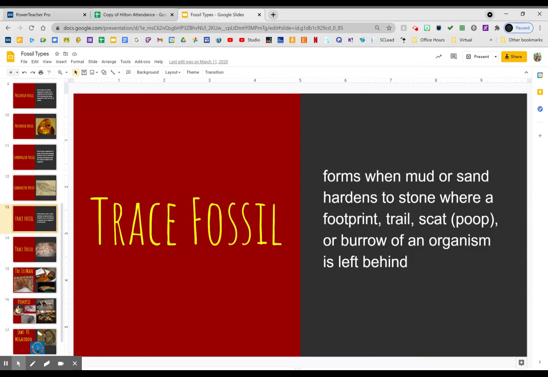All right, trace fossils form when mud or sand hardens to stone where a footprint, trail, scat, or burrow of an organism is left behind. So this is a fossil of not the organism itself, not the creature, but something that was left behind by the creature. So if you think about when we talk about CSI or when they're doing crime scene investigations, they're looking for traces left by that person that committed the crime. So that's kind of what we talk about when we talk about trace fossils. It is something that creature would have left behind that gives us clues to what that creature was or what their life was like, the same way we talk about with CSI.